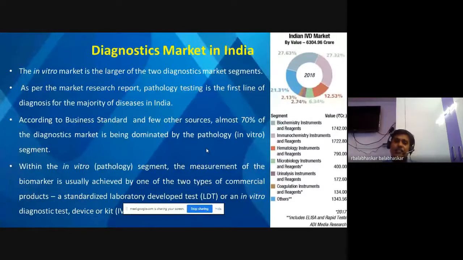So the need for life science graduates, more specifically biochemists, microbiologists, and biotechnologists, is always in plenty. But the only drawback that we have is we don't know how to tap into it. And when you talk about the in vitro segment itself, the measurement of the biomarker is only by two types, either by a standardized laboratory developed test or an in vitro diagnostic test.